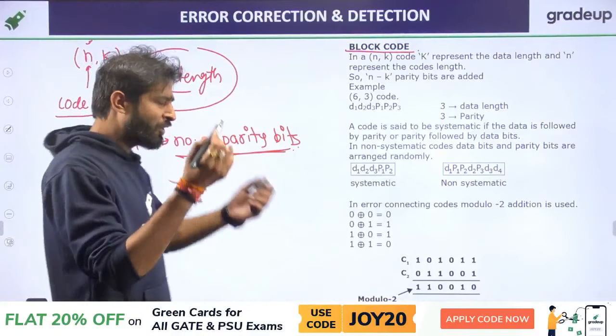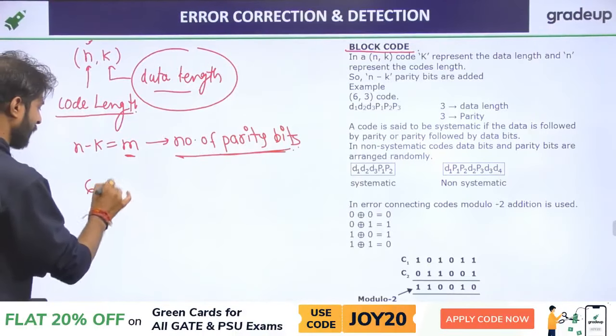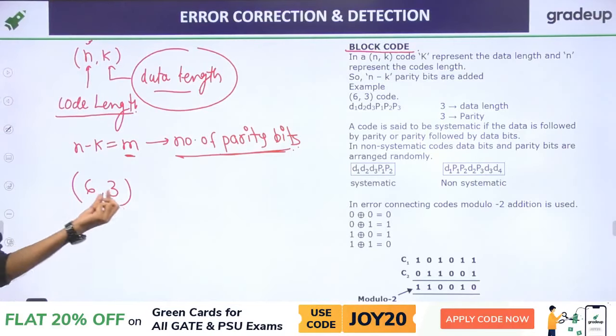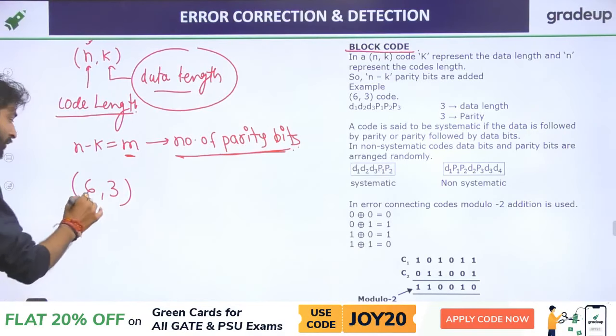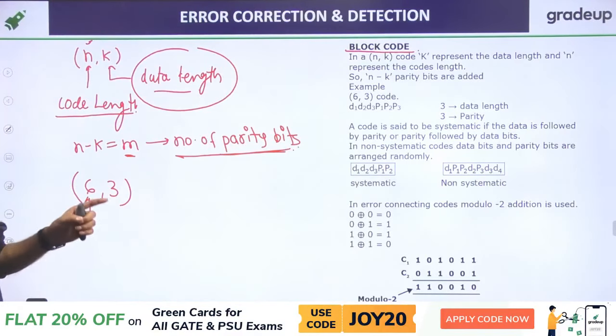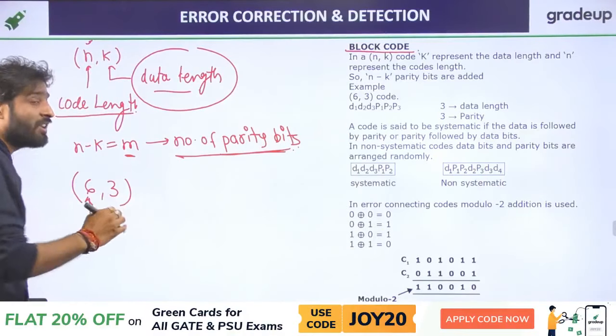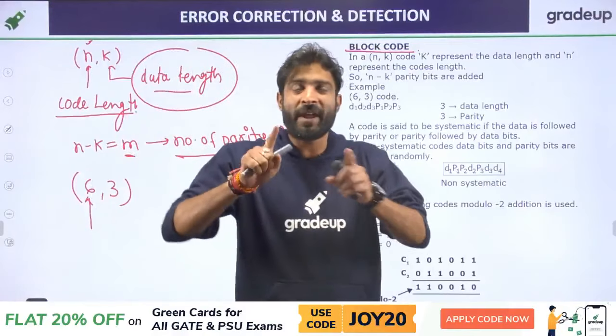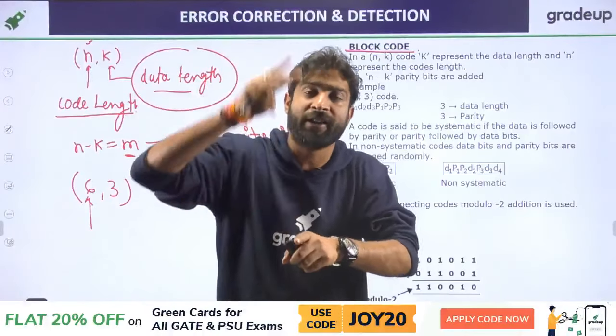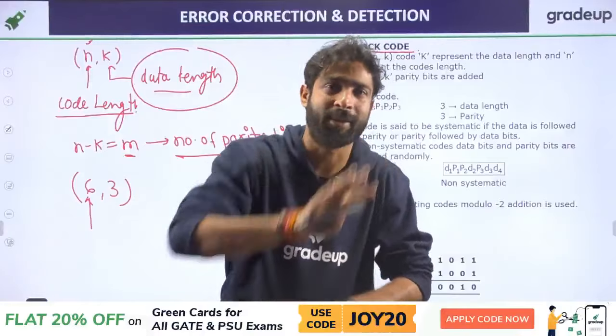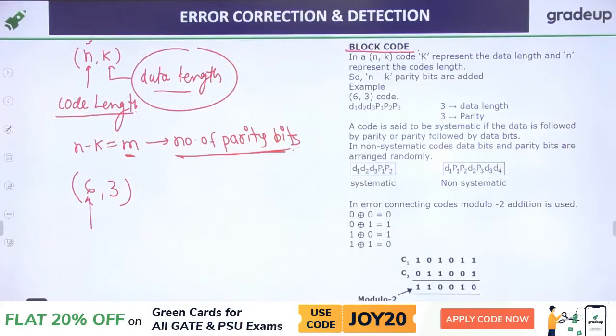Now, for example, take a 6,3 code. If there is a 6,3 code, then we can say that the total code length of the signal is 6, and out of 6, only 3 bits are data bits. So to make the 6 bits, we have to add 3 extra bits, that is called the parity bits, right? And what is the basic benefit of the parity bit? We'll look into it next, right?